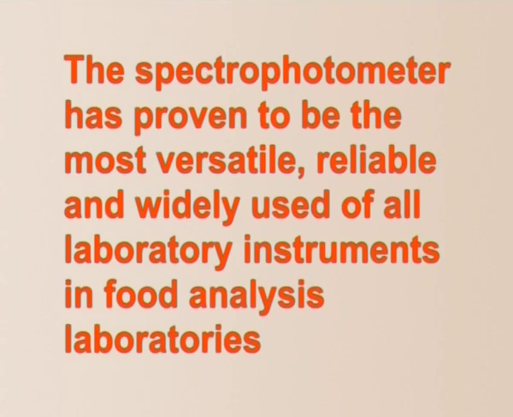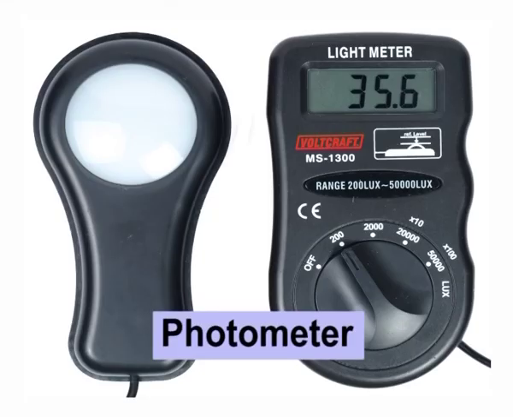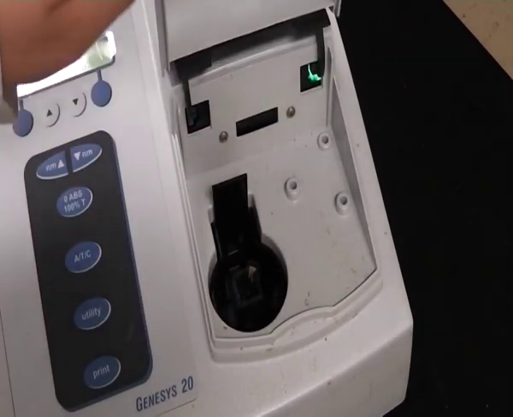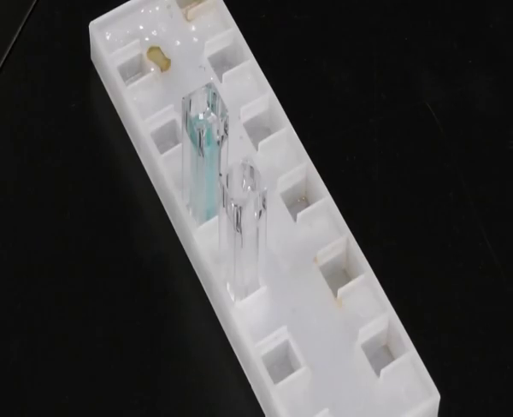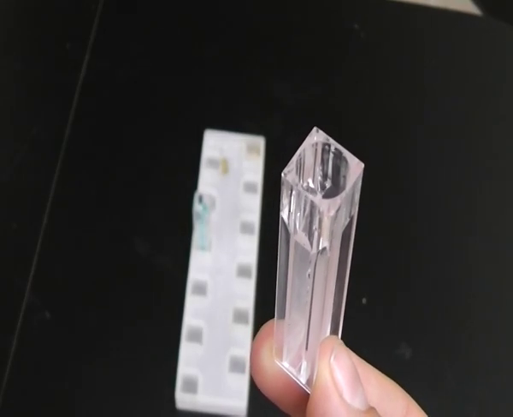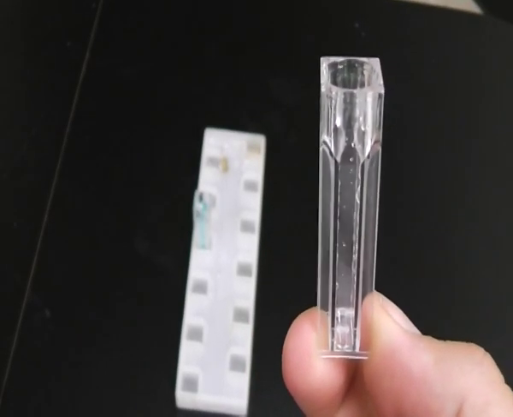Introduction. The spectrophotometer has proven to be the most versatile, reliable and widely used of all laboratory instruments in food analysis laboratories. The majority of clinical chemistry procedures have been developed to produce a colored end product which can be detected and measured by some sort of photometer. Spectrophotometry is the quantitative measurement of how much a chemical substance absorbs light by passing a beam of light through the sample using a spectrophotometer.